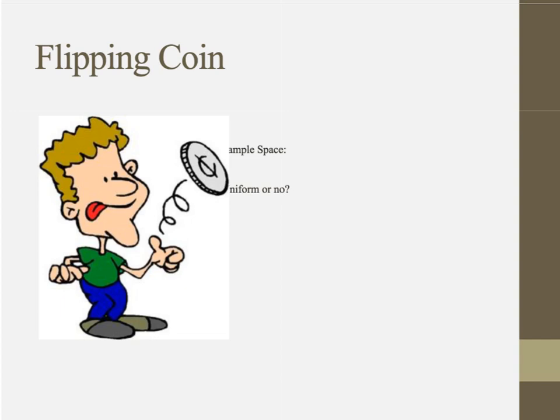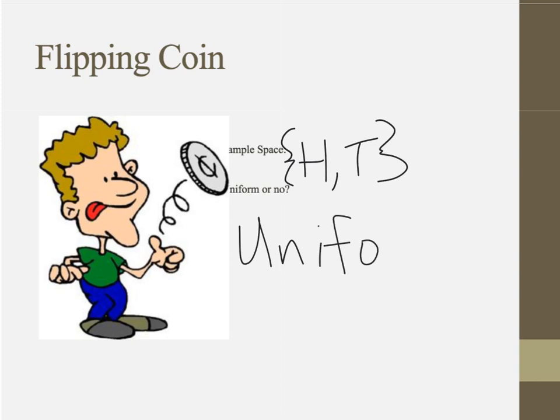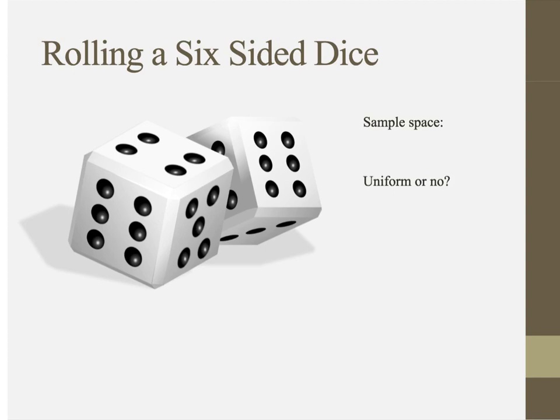So there we go, flipping a coin. Our sample space, sorry that's cut off slightly. Our sample space would be heads or tails. Actually, I guess we can just write it as we had before, heads, tails, our little brackets, because that's fun. Cool. Uniform or no? Uniform. If we're figuring a coin that obviously is equally weighted on each side and all that stuff. Okay, cool.